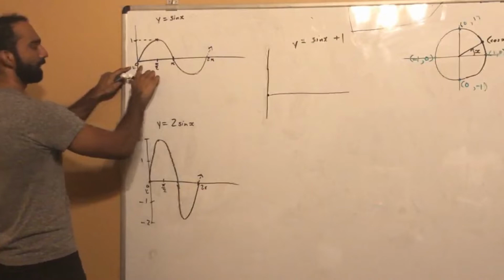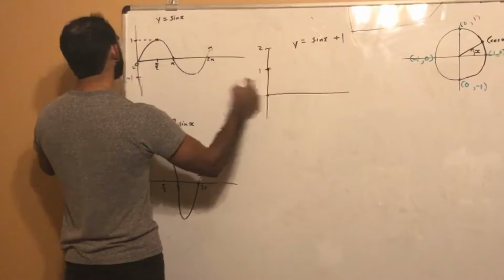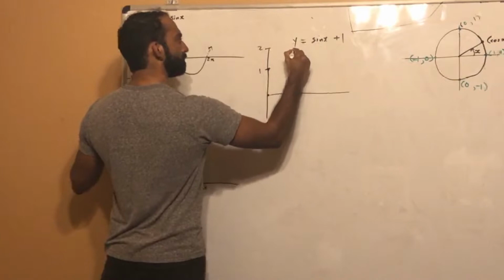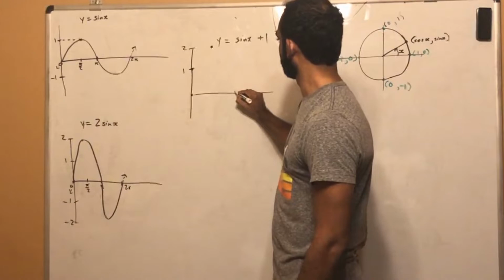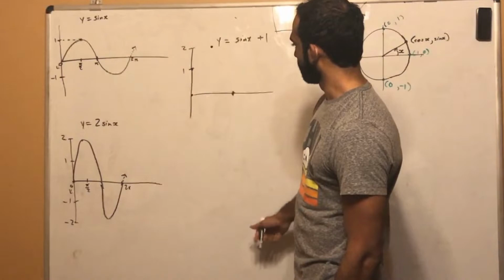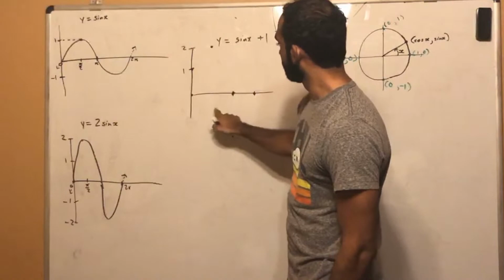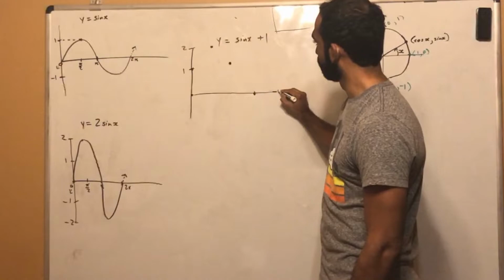If I take 0 and I add 1 to it, what's my new value? 1. Yes. If I take 1 and add 1 to it, I get 2. So this would be symmetric. If I take my minimum value, negative 1, and I add 1 to it, I get 0. And we still need to do the 3 pi over 2 value. That's what we just did: added 1 to 0, I get here. And finally, the 2 pi value, when I add 1 to that, I get 1.